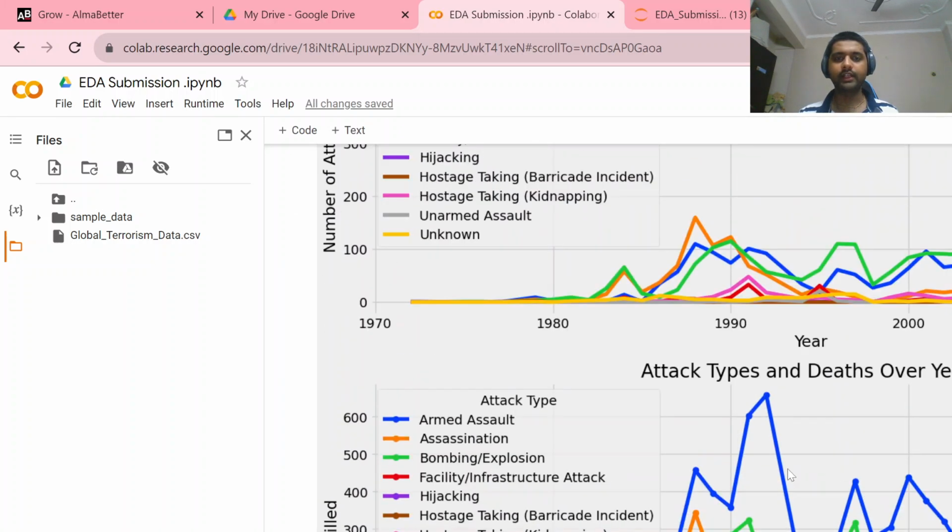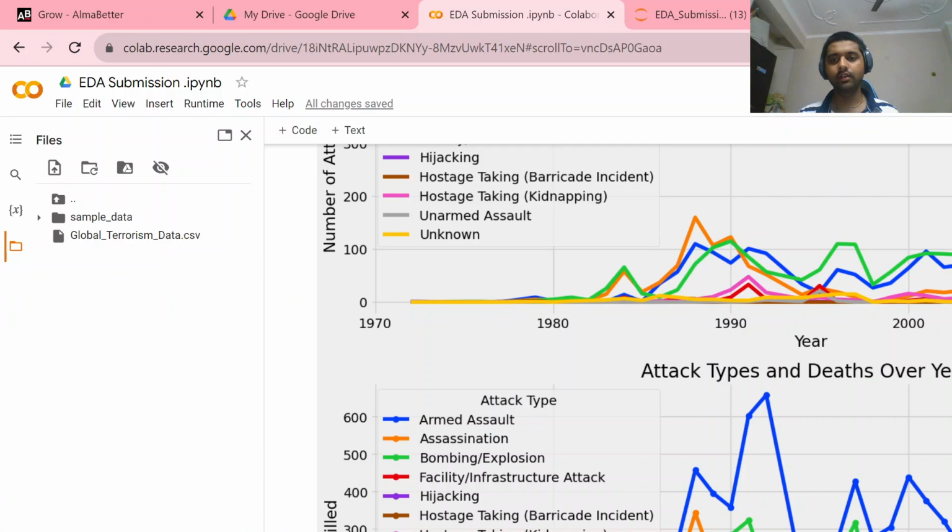Next, attacks and deaths over the years. How many deaths occur from these attacks? The highest number of deaths, if we see, is from armed assaults. This blue color line shows the armed assault attacks. Then the bombing is shown by the green color line and so on.